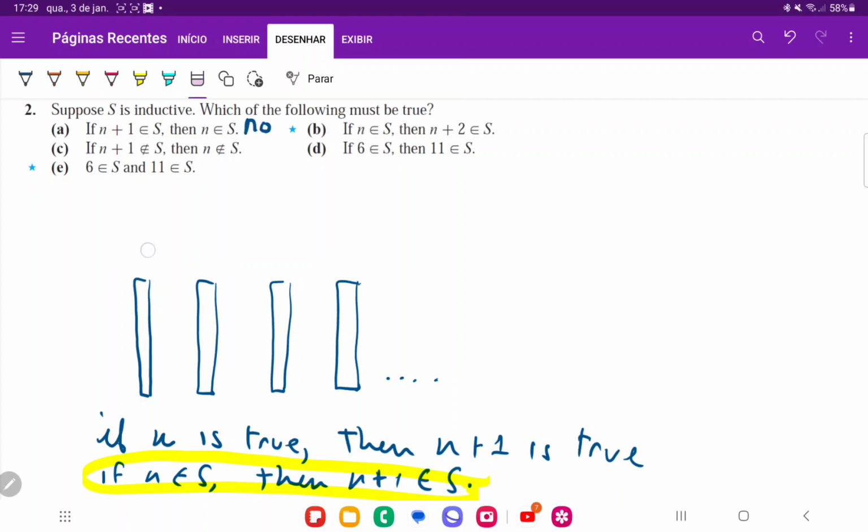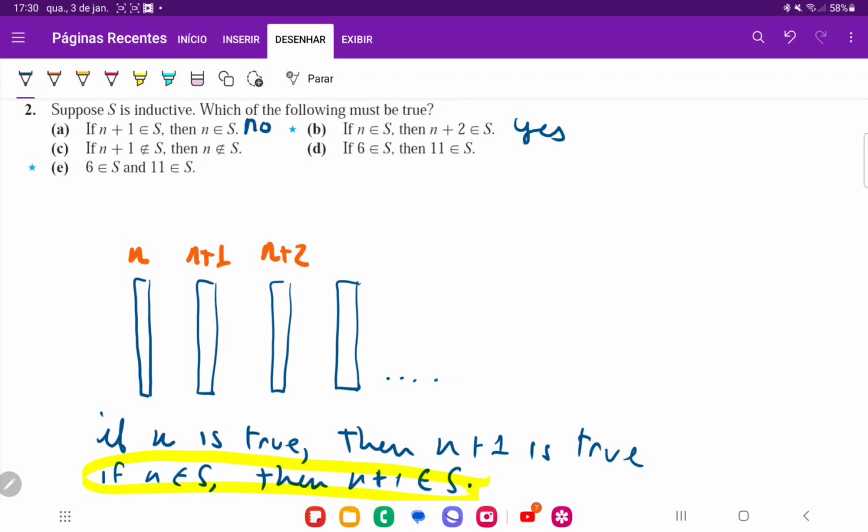Now the next one is if n belongs to S, then n plus 2 belongs to S. So let's say that this is n. Well, if n belongs to S, then n plus 1 is going to belong to S, right? And in turn, n plus 1 is going to topple over the next one, which means that n plus 2 is going to belong to S. Because the inductive property is this idea that if you have one element, it's always going to have its successor. So yes, this does have the inductive property.